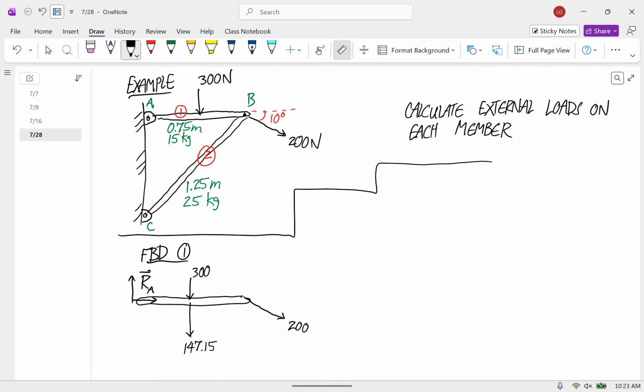And now let's go over here. This force, it's a pin joint, so that's why we know this is an unknown force vector. And this is the force on body 1 by body 2.